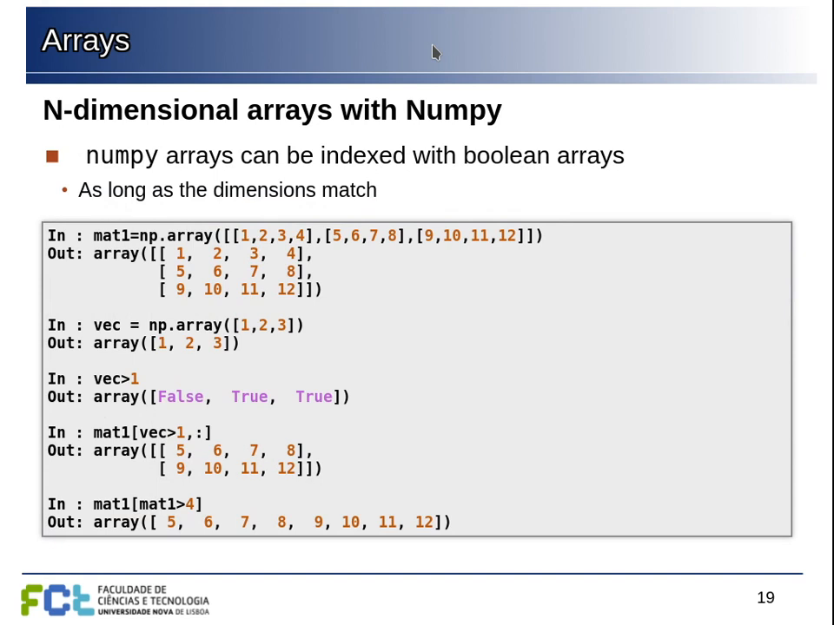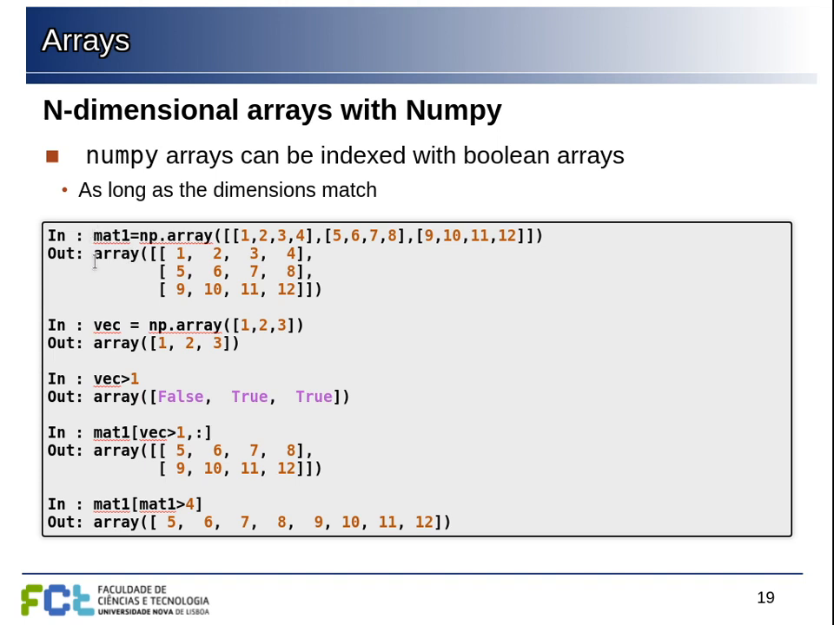Another useful thing is the way we can index these arrays. Not only can we use both dimensions here in indexing, for example, this first part refers to the rows of the matrix, and this second part to the columns, but we can also use Boolean values for indexing our Numpy arrays.